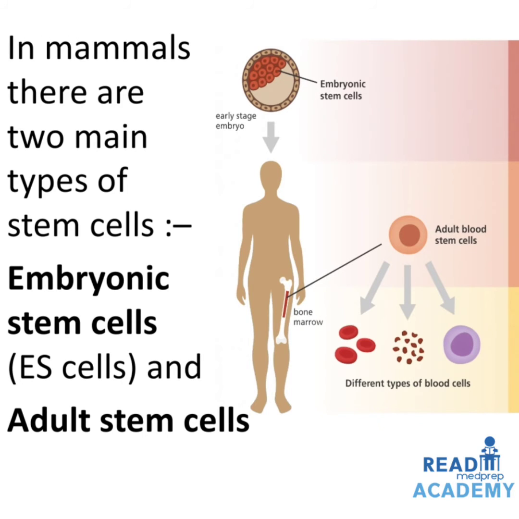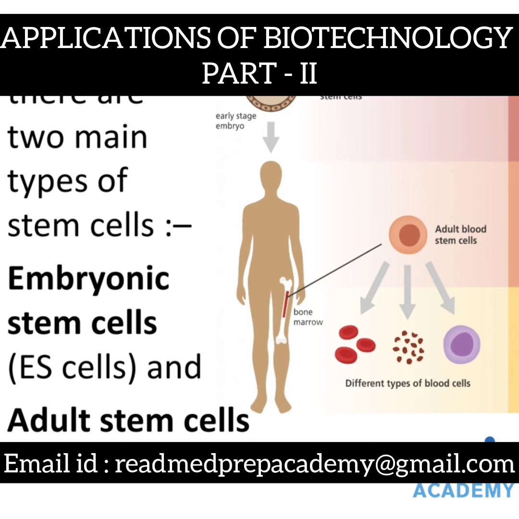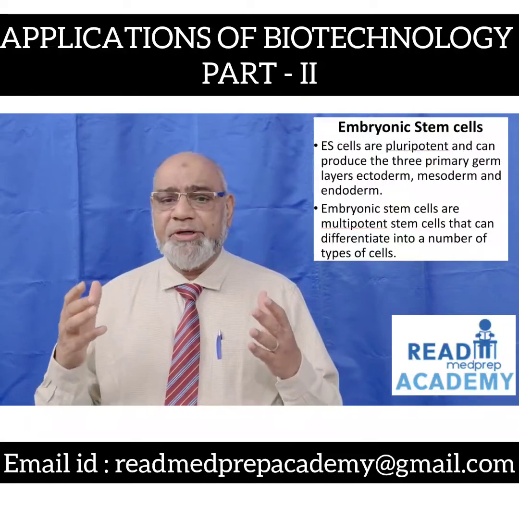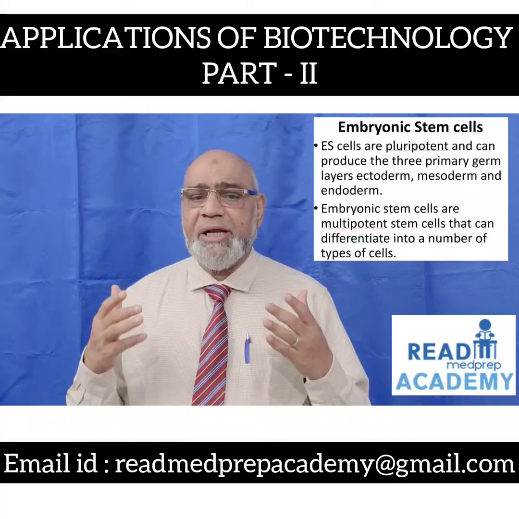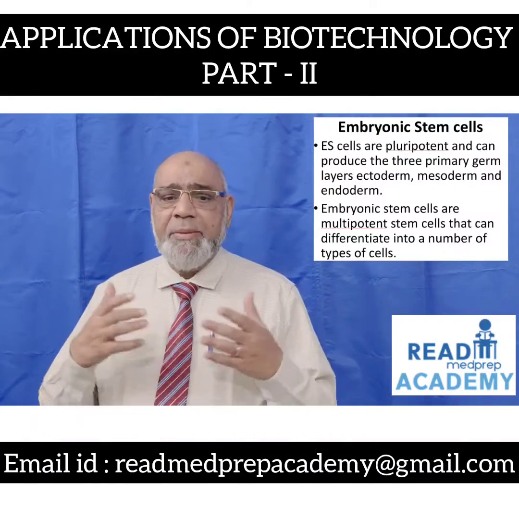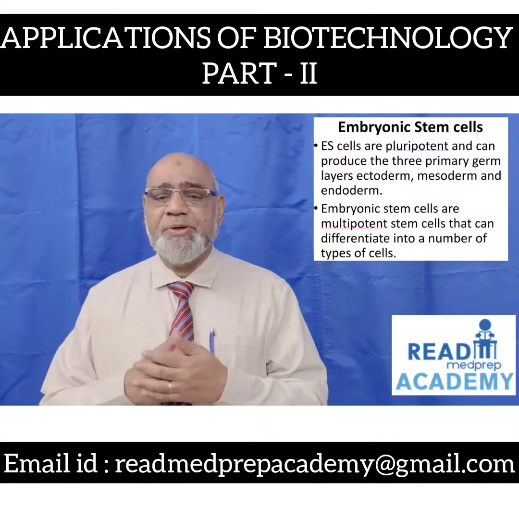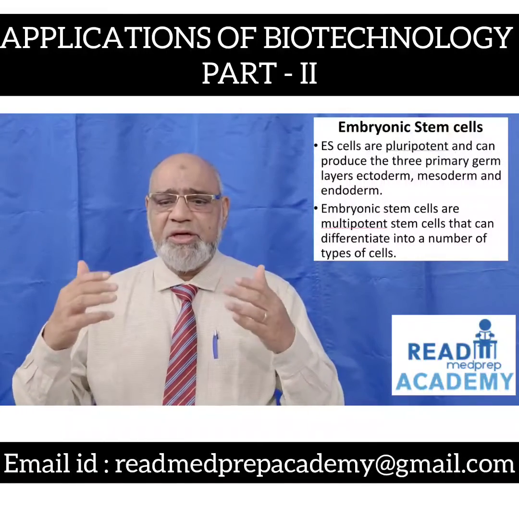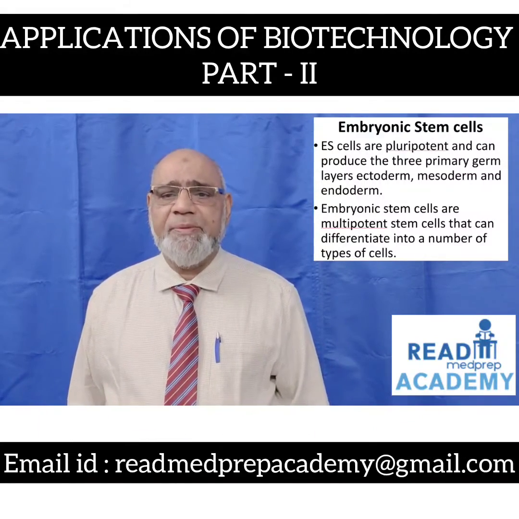In the adult, stem cells can be found in the adult RBCs, WBCs, and platelets, which are formed in the bone marrow. Embryonic stem cells are pluripotent and can produce the three primary germ layers: ectoderm, mesoderm, and endoderm. Embryonic stem cells are multipotent stem cells that can differentiate into a number of different types of cells.